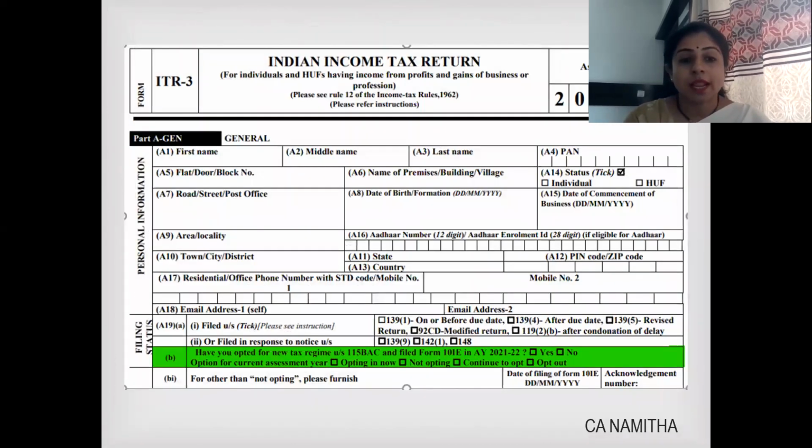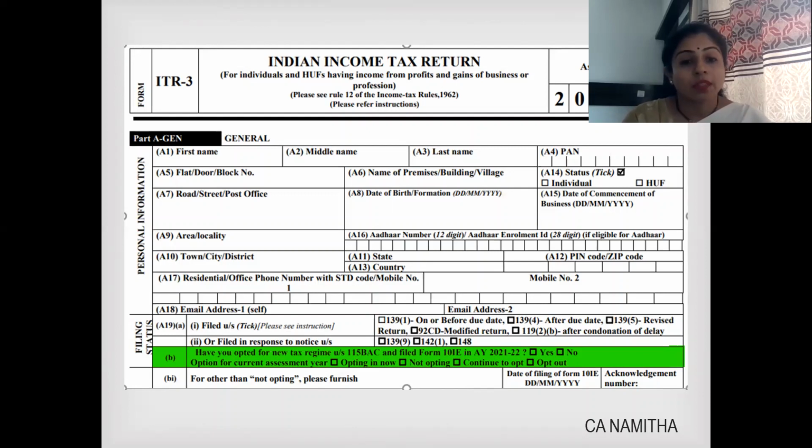Moving on to the next change, that is the new tax regime, or rather an alternate tax regime under section 115BAC. There is a question as to whether you have opted for the new tax regime under section 115BAC and filed form 10IE in the assessment year 21-22, that is the last year. If it is no, then there is no issue. And if it is yes, then there are further questions which need to be answered this year.